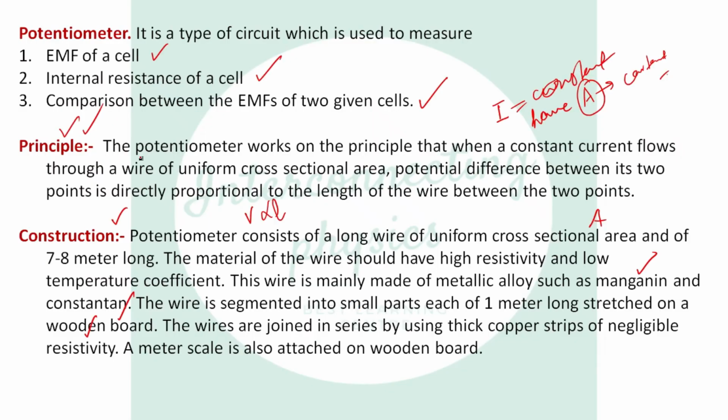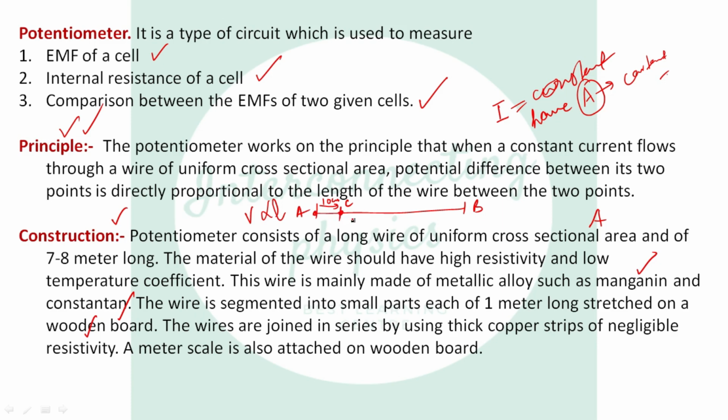What was it? The potentiometer works on the principle that when a constant current flows through a wire of uniform cross-sectional area, the potential difference between any 2 points is directly proportional to the length of the wire between the 2 points. Potential difference between any 2 points. This was A, and C was 10 centimeter away from point A. So this was 10 centimeter. So the potential difference between any 2 points, for example the potential difference between A and C.